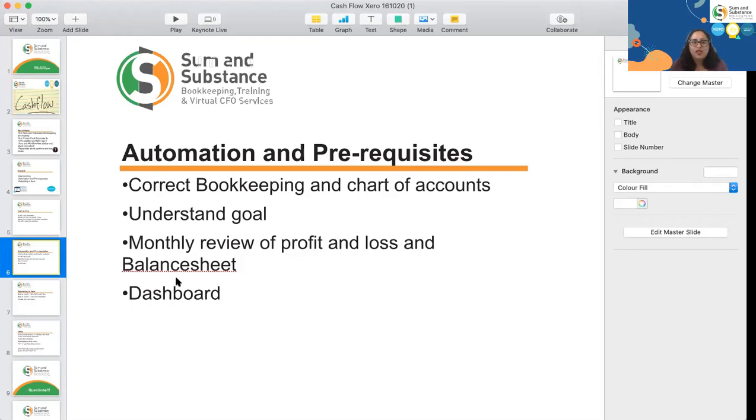Okay, the second point is understanding the goals. What is the goal of the business? You might have a goal where you think that, all right, I've got everything here in my business. For next year, I'm not doing any more spending.